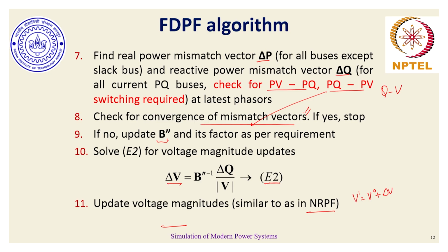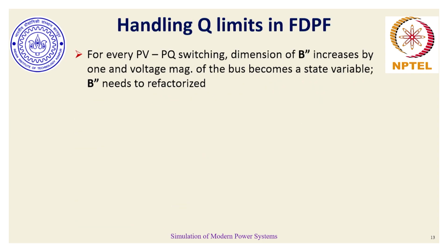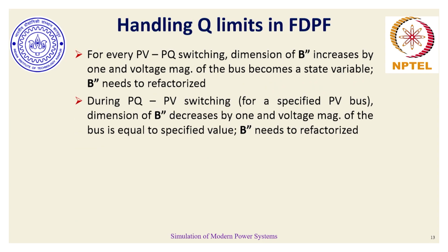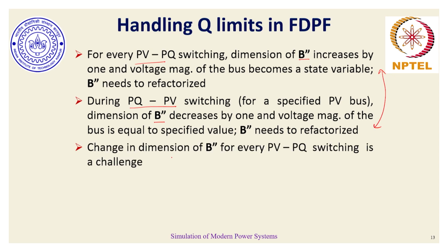Since there are two checks for mismatch vectors, often in fast decoupled power flow, iteration happens in partial integers like 10.5, 11.5, 1.5, 2.5. That is a possibility, and it does happen in practice. As I mentioned, the Q limit part I have already stated. For every PV to PQ switching, the dimension of B double dash increases by 1. For every PQ to PV switching, the dimension of B double dash goes down by 1, and hence this issue still remains an open-ended problem for fast decoupled power flow.